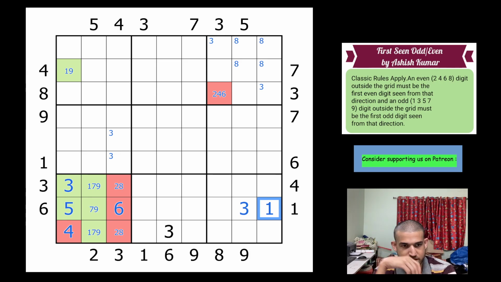What do we have next? Okay, you have a 3 here, so 9 has to be the first odd digit. 9 goes here. Now that removes 9 from this cell.